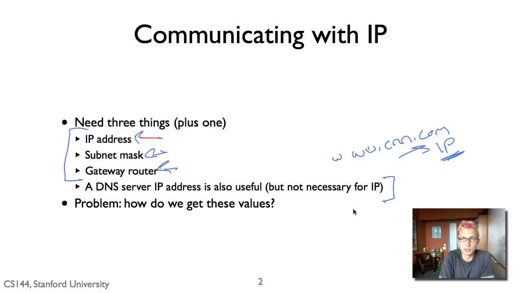So there's this basic problem. You buy a new computer and you plug it into a network. You need these three things and hopefully this fourth one. How do you get them? How do you get these values?